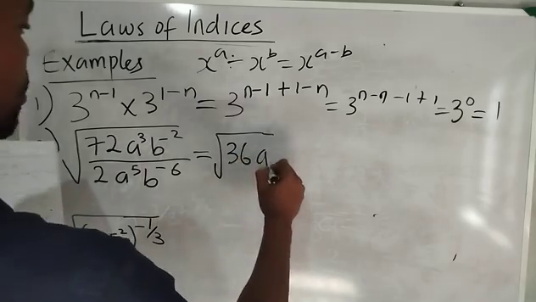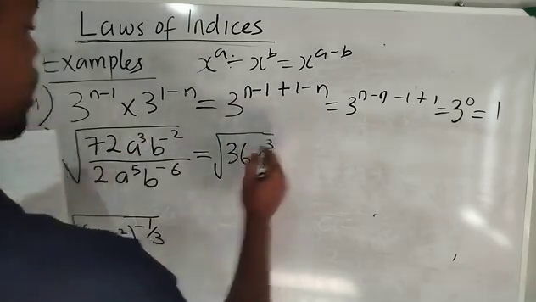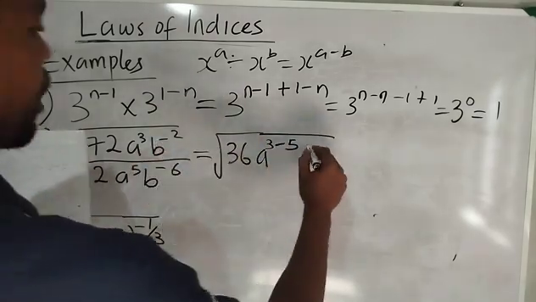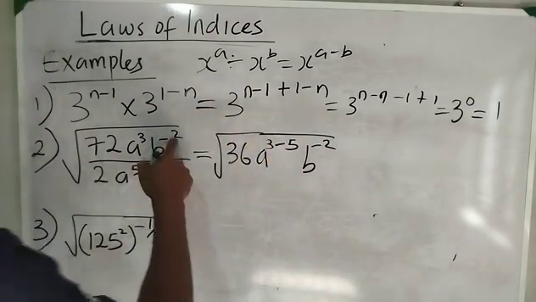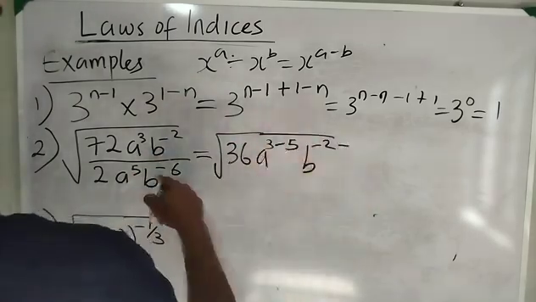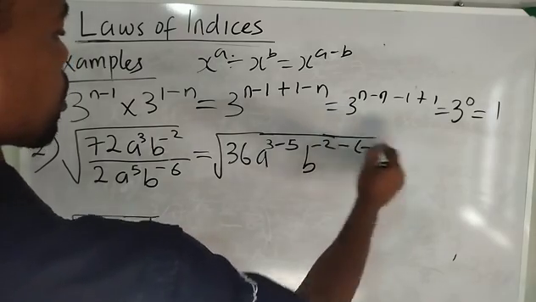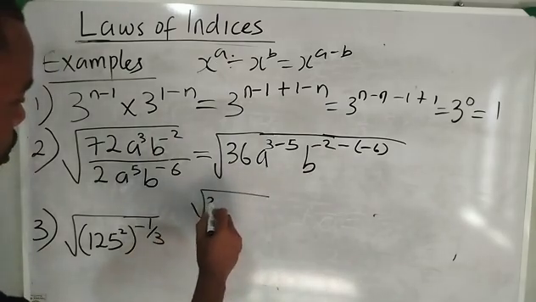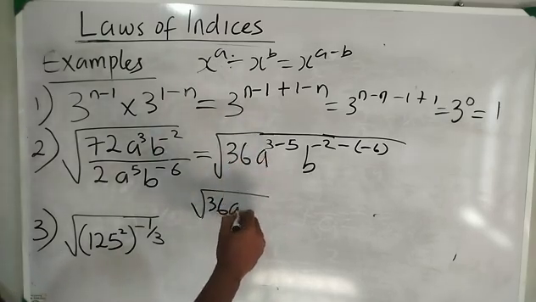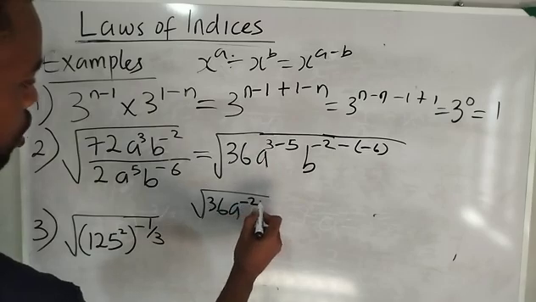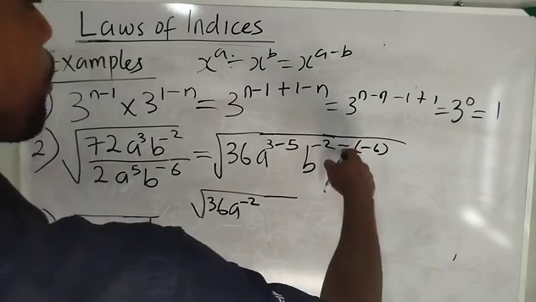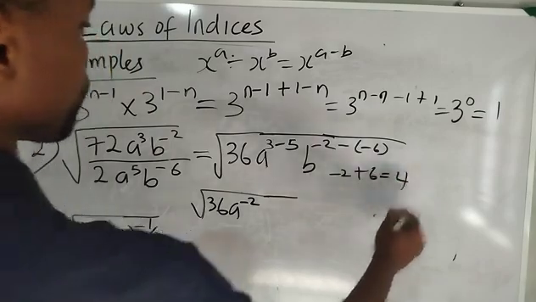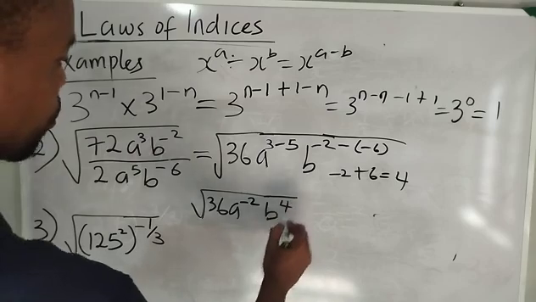So this will be 36 a raised to the power, we write the one at the top first, 3. This divide sign turns to minus. The one at the bottom is 5. And then for b, we have b raised to the power minus 2 minus 6. So that is it, and it becomes much easier to look at. So this is equal to square root of 36 a raised to the power 3 minus 5, which is the same thing as minus 2. And then for b, we have minus 2 minus 6, which is the same thing as minus 2 plus 6, which is the same thing as 4. So we have 36 a to the power minus 2 b to the power 4.